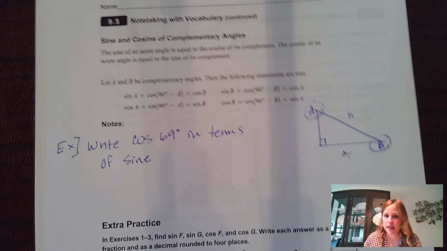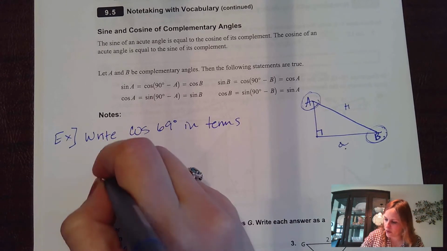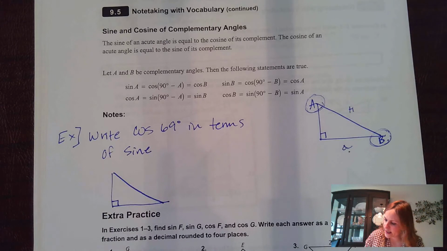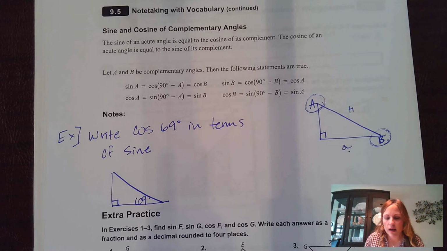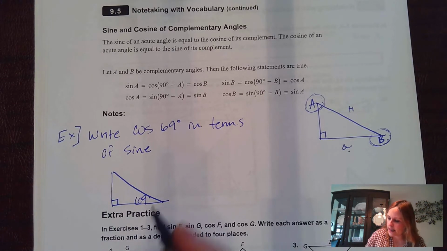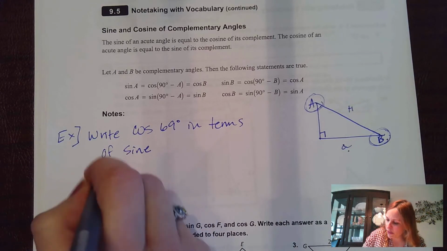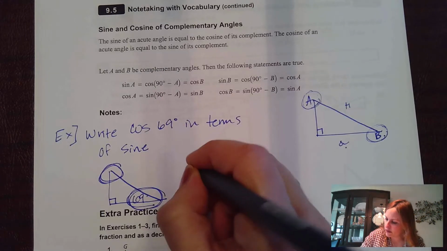So what they're getting at here is, let's say I gave you, let's draw a little triangle here. And let's say I know that this angle is 69 degrees. Doesn't matter which way I put it, doesn't matter if I put it down here or up here. But what you do know is that if I do the cosine of this angle, that should equal the sine of the other angle.